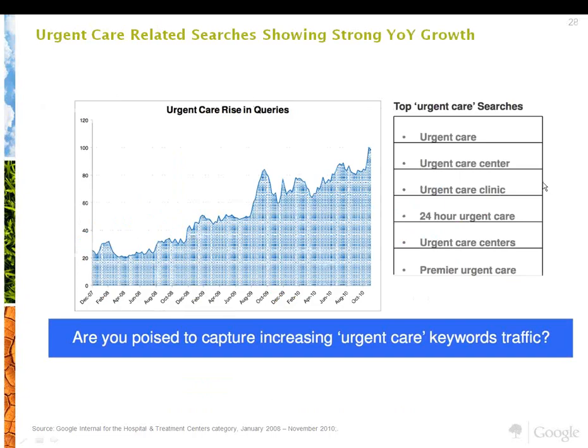The next slide I have here relates directly to urgent care related searches, and as you can see, there's really strong year-over-year growth here as well. It's up almost triple from December of 2007. And this goes to show just the growing market in the healthcare and health-related space in terms of online search queries and what people are online looking for these days.